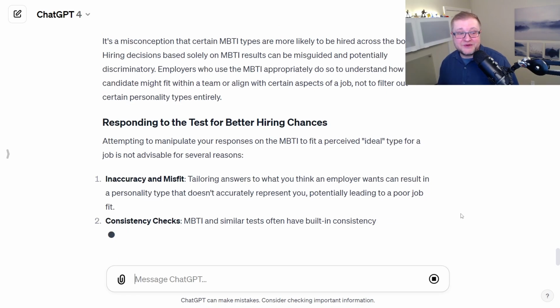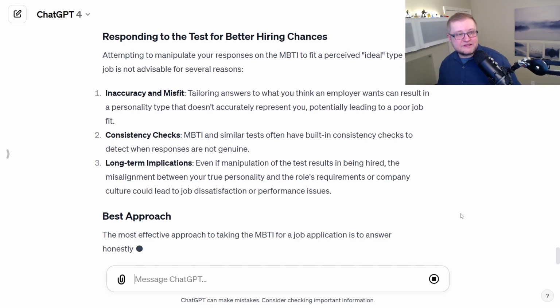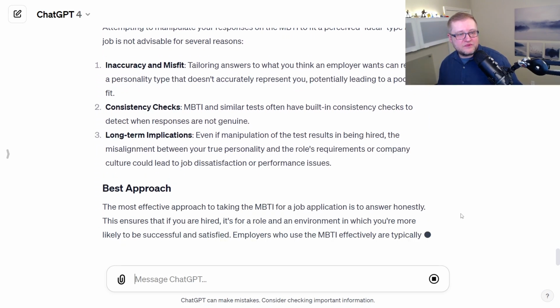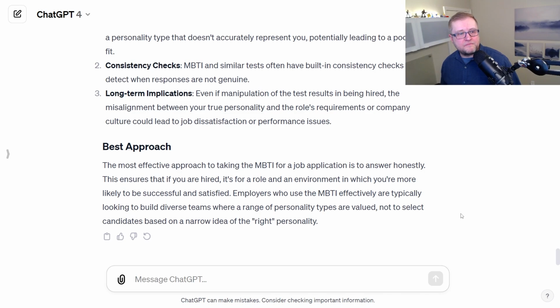A lot of people don't care about fit. They just want the job. Consistency checks. There are built-in consistency checks to detect answers that aren't genuine. I wonder if I asked about that. Like, how can these checks be defeated? That might be a piece. Interesting. How can I respond so as to avoid flagging these consistency checks?